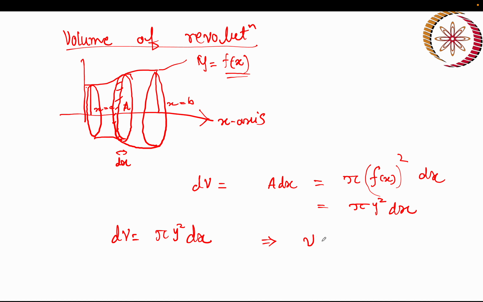If we integrate this, we'll get the volume. I will denote volume by the letter v, it will be easier. So v is equal to pi times the integral of y squared dx, where x goes from a to b. Okay, so this is the volume of revolution, and y equal to f of x is the given function. If we substitute that, we can find the volume.